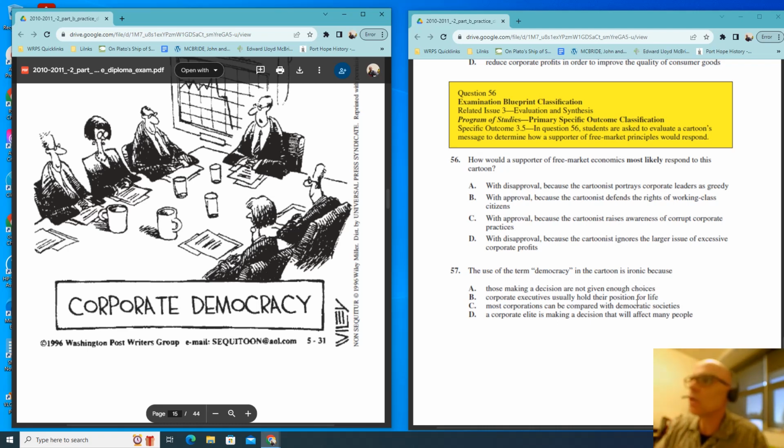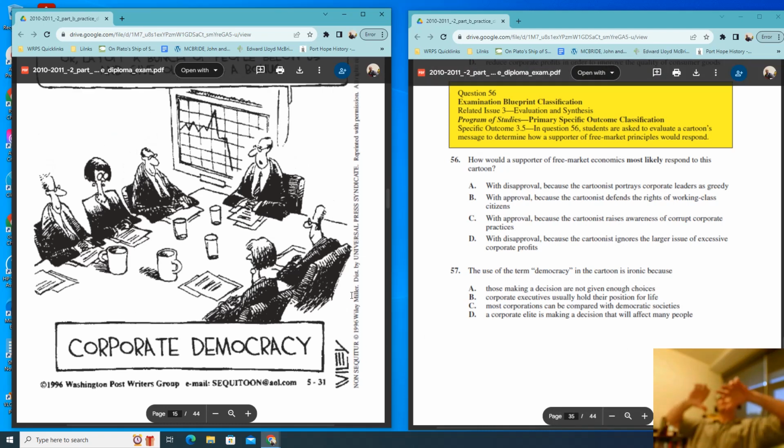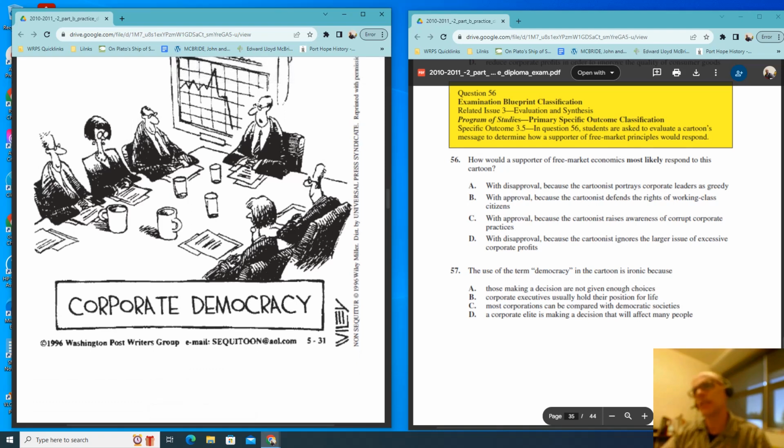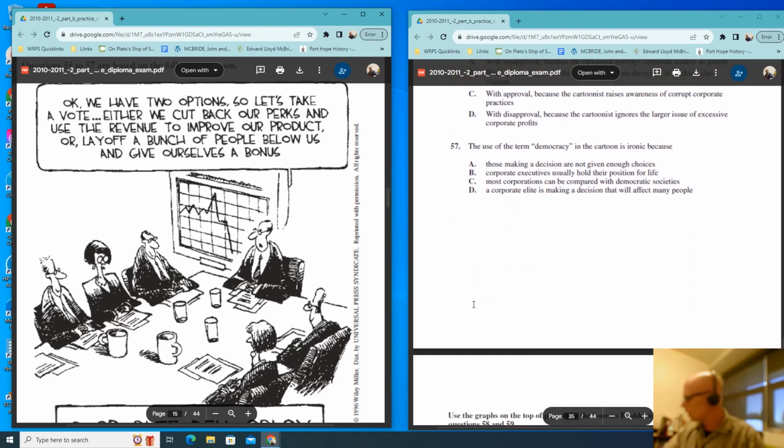Corporate executives usually hold their position for life. Not necessarily. Most corporations can be compared with democratic societies. A corporate elite is making a decision that will affect all. So in a democracy, it's supposed to be like everyone gets input. Here, there's what, 6? Almost looks like 2 people in this one picture. But yeah, I can see 6 chairs. So it's 6 people making a decision for others. So I'm going to go with D for that one.